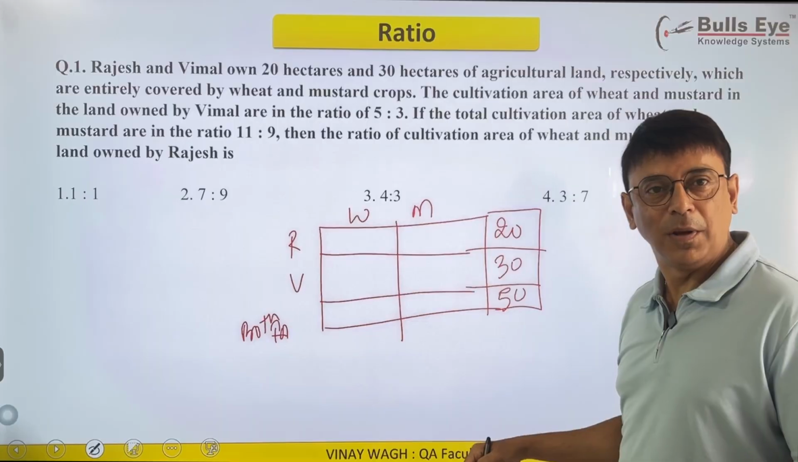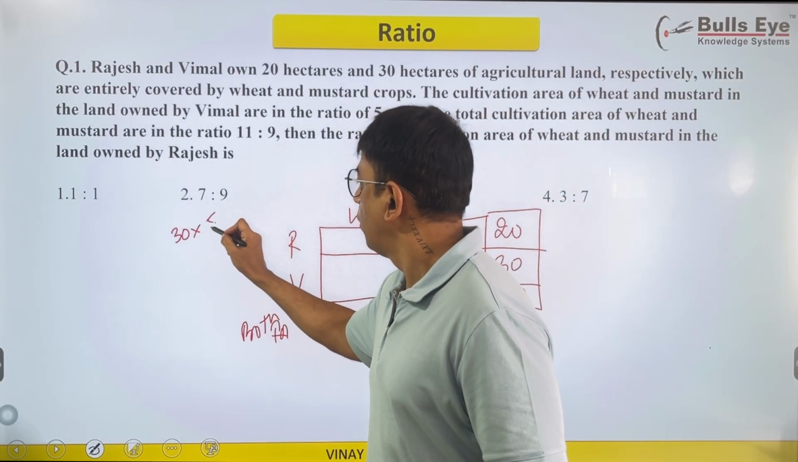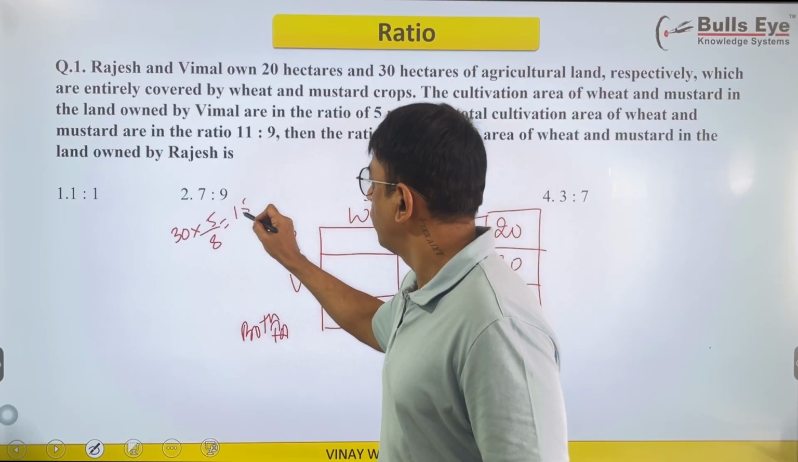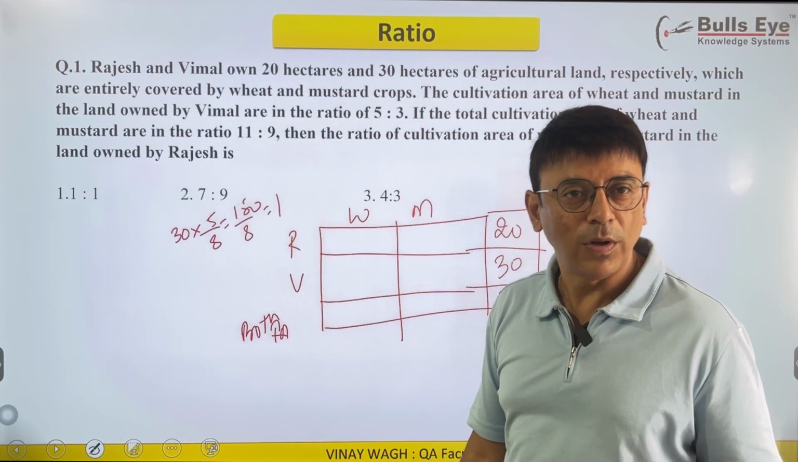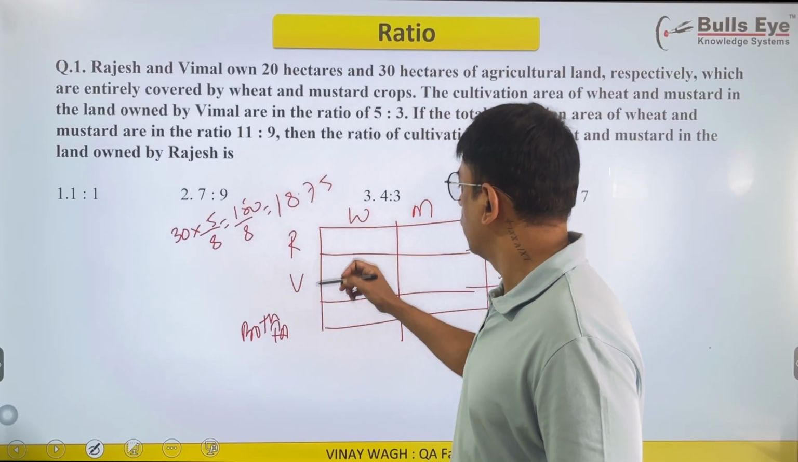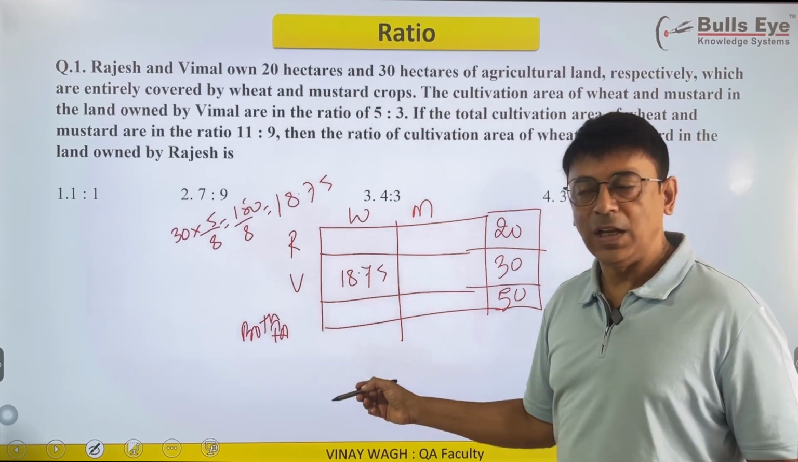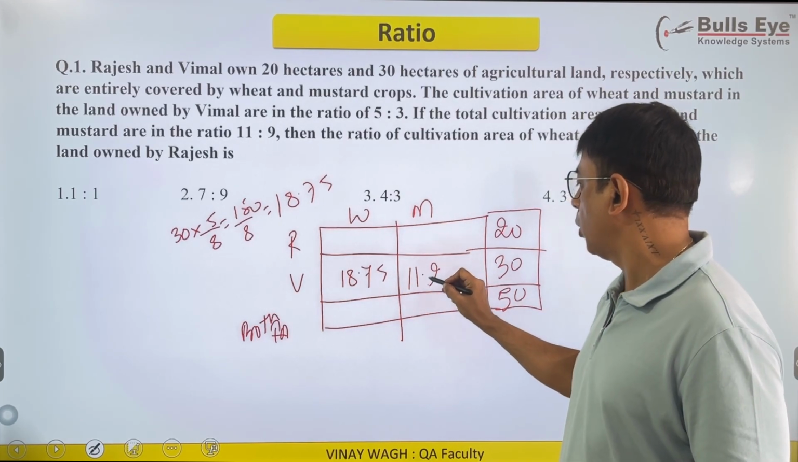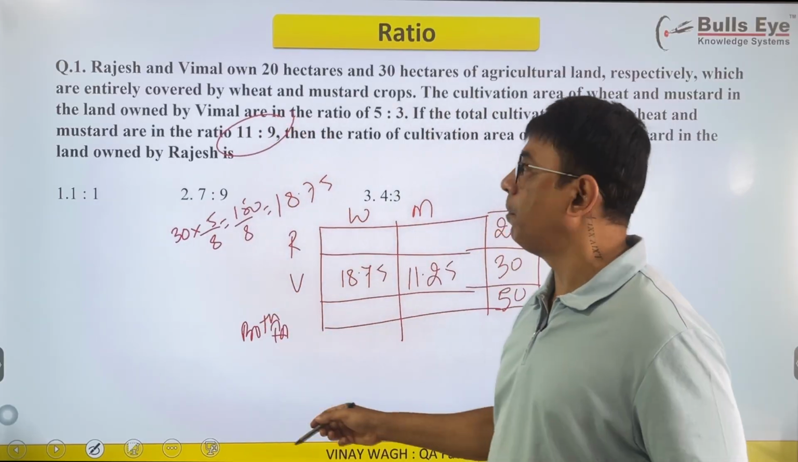So let's break 30 in the ratio of 5:3. So 5/8 of this is 150 by 8. 7 by 8 we know is 0.875. So this is 18.75. 30 minus 18.75, that's 11.25. So that's the first information. Now I go to the total part.